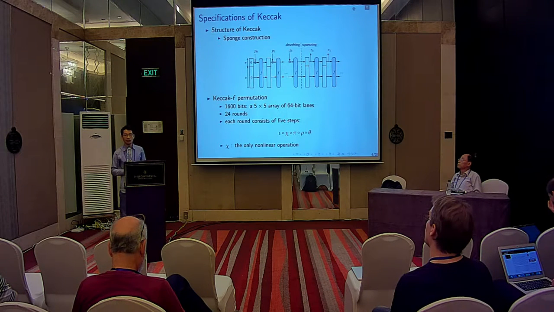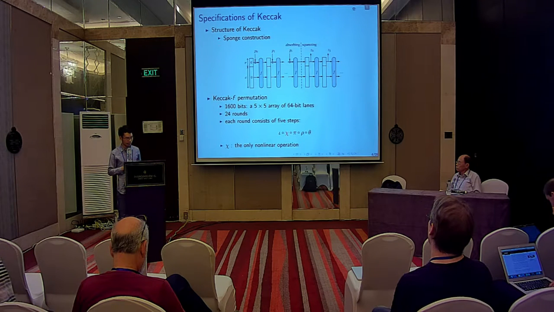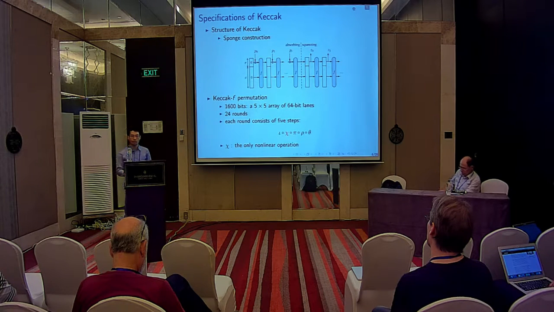For Keccak, it uses the Keccak-f permutation. The permutation f has 24 rounds, and it operates on 1,600 bits. Each round has five steps. The only non-linear operation is chi.